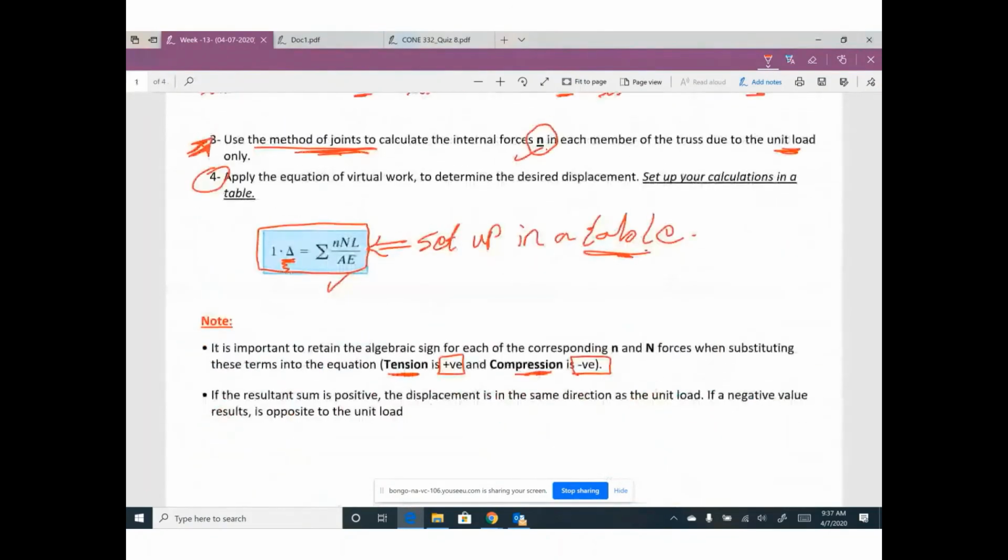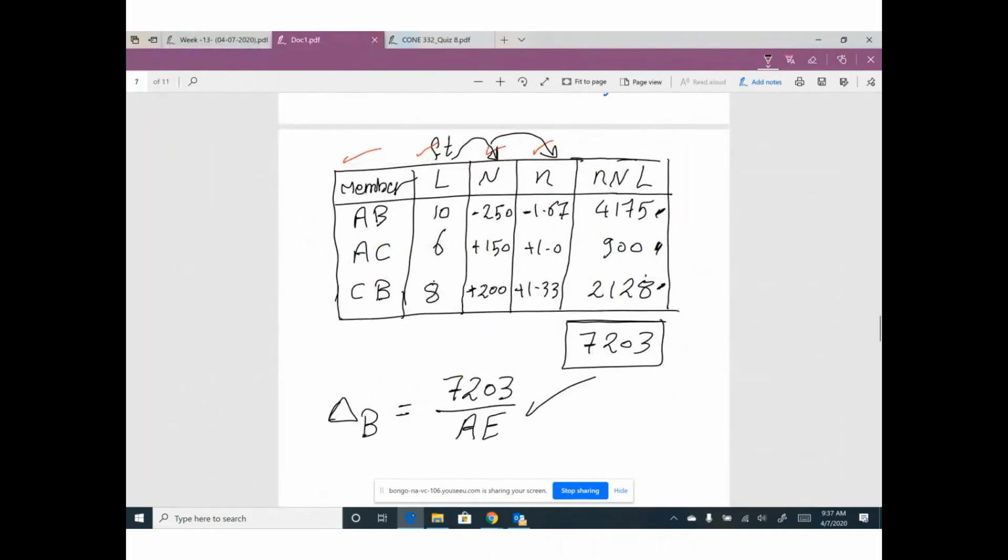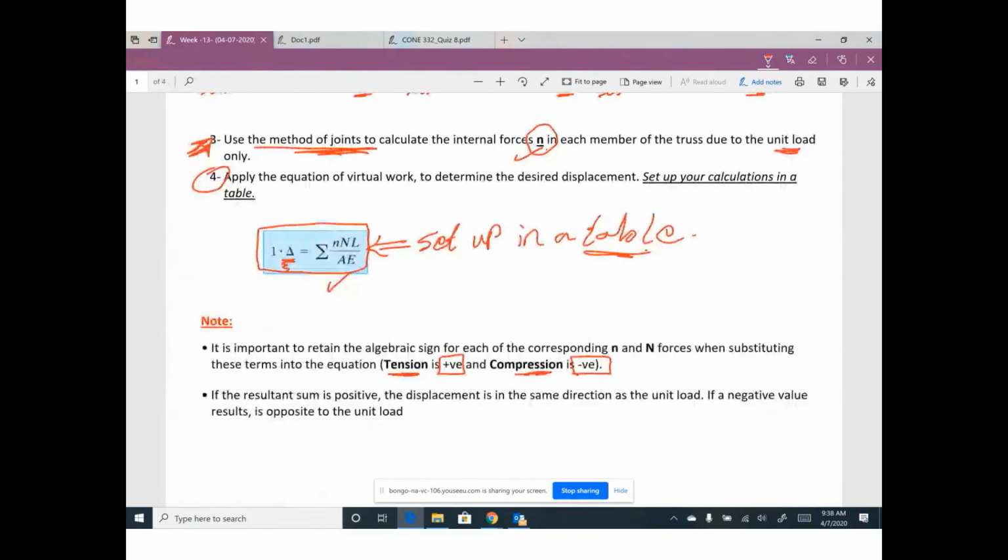Your final deflection equals the summation of small n times capital N times L, which equals 7,203. This value is divided by AE.